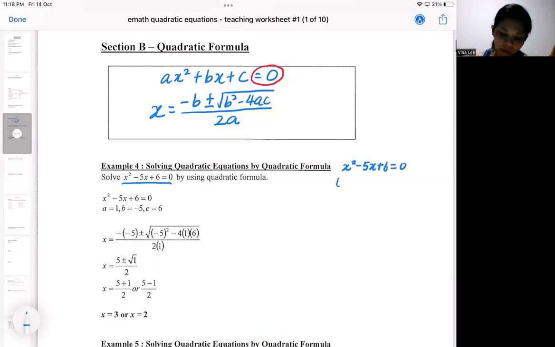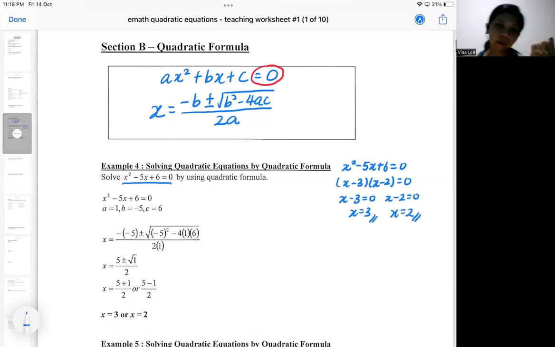So once you have the equal to 0, you can do something like this. This was what you have done in Sec 2. If the equation is easy to factorize, of course, that's not an issue. But there are some that are not so easy to factorize. So if you use this formula, it actually makes it easier.